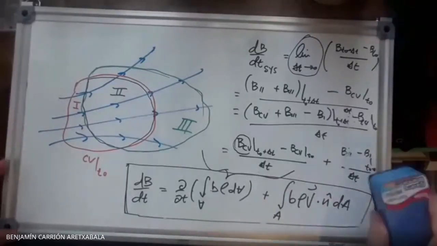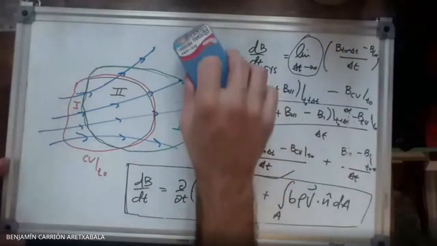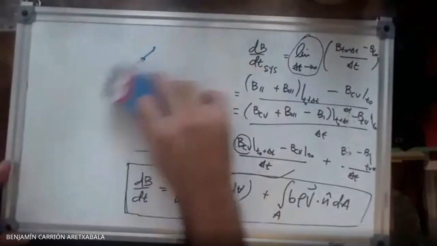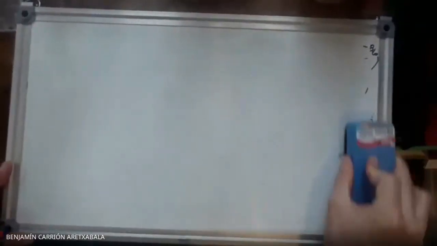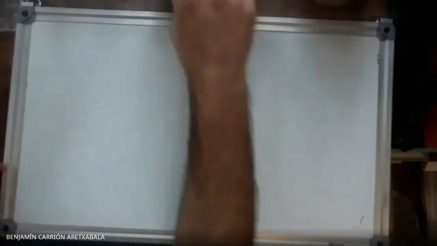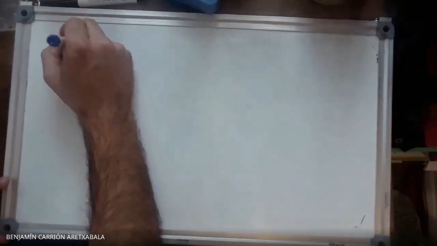Okay, so this is only useful to explain this. So let me write this down again more clearly. So what this theorem says is the following. It says that the total change of B.